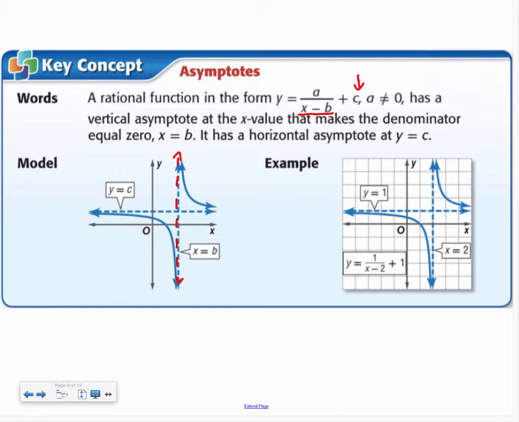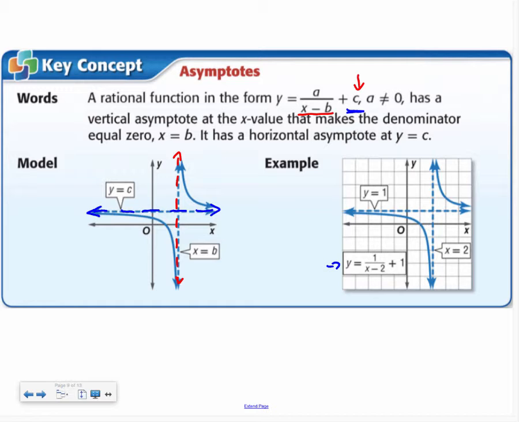And then same for our y asymptotes. So those are represented by the values on the outside of the fraction, and those are represented whenever you have a y equals. Remember, it's a horizontal line, and again, it means that the actual graph will never touch either of those dotted lines. If you look over on the right hand side, you can see the example where we have y equals 1 over x minus 2 plus 1.